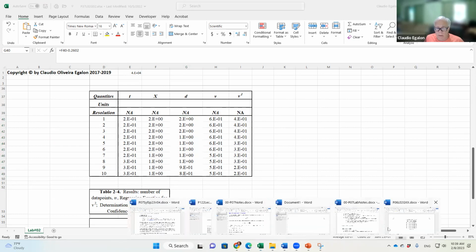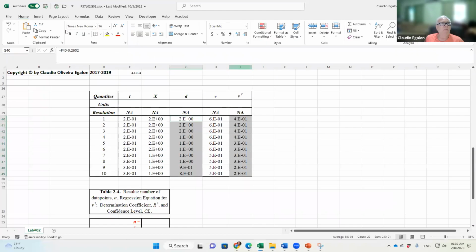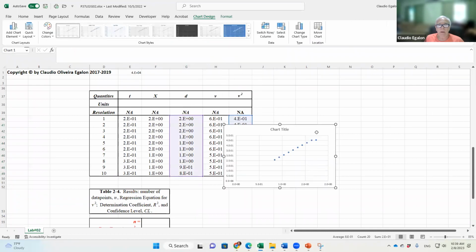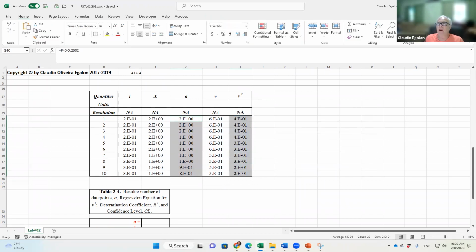So here you go. Lab notes, this one. Spreadsheet, that's the spreadsheet. This spreadsheet is going to have a graph. I'm going to plot the graph. You go to insert, chart, scatter plot, and see we get a pretty good straight line there, with the exception of this one that is kind of an outlier. So that's the spreadsheet that you have to turn in.